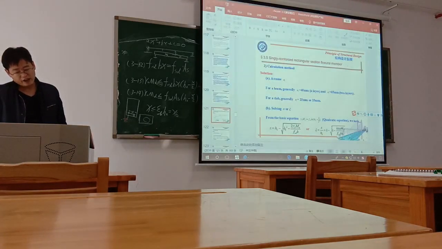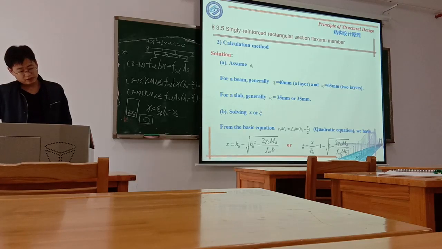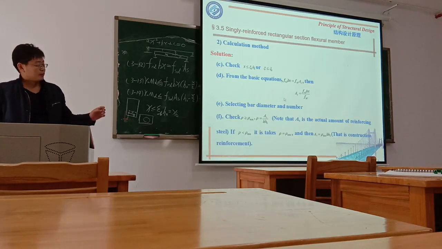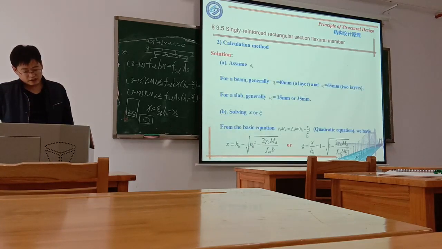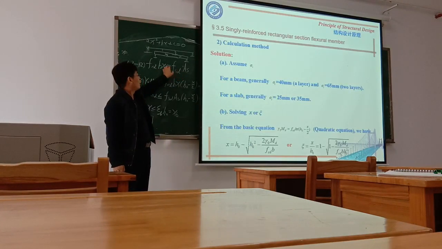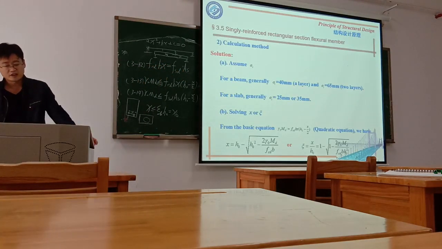Then we can get the value of x. And then we have x equal to h0 minus the distance, or we divide by h0, then equal to the distance. So from this we got x, and once you got x, then AS is easy. In this formula, everything you know except AS, then you can find AS. So the calculation is finished.